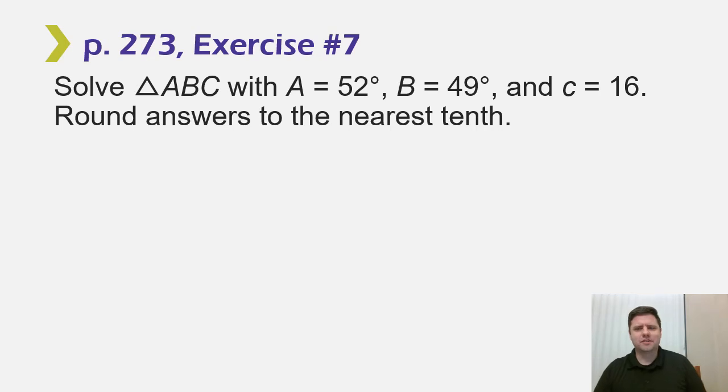Now, just to give us another example, if you want to go over to page 273 in your book, and you go to exercise 7, you will find this: a triangle ABC, where A equals 52 degrees, B equals 49 degrees, and c equals 16. You're supposed to solve the triangle. So this might be a good moment for you to pause the video, try to sketch a little triangle on a piece of paper, and solve it. Give me the measurement of the other angle that you don't have, and the length of the other two sides. So pause the video right now and see what you get. You can come back to this and we'll check your answer.